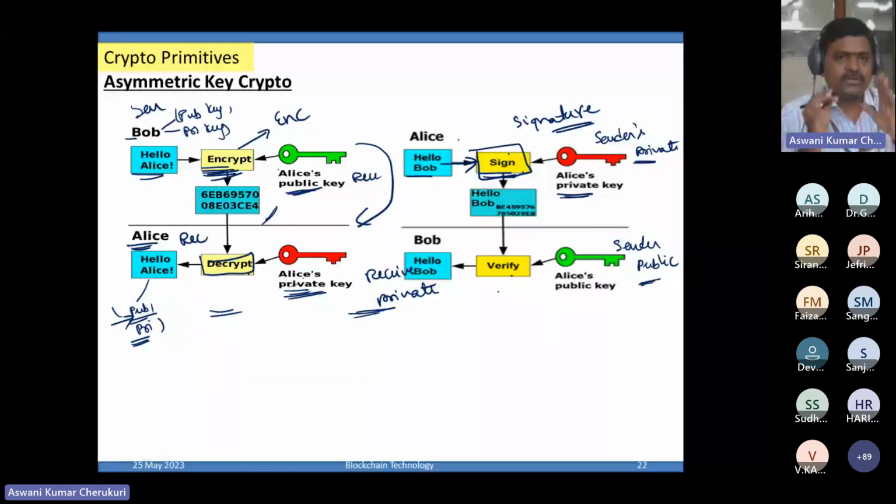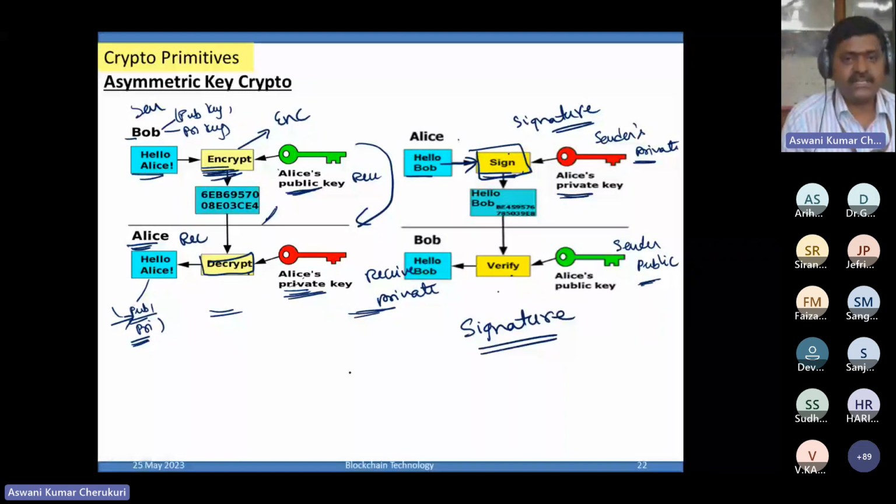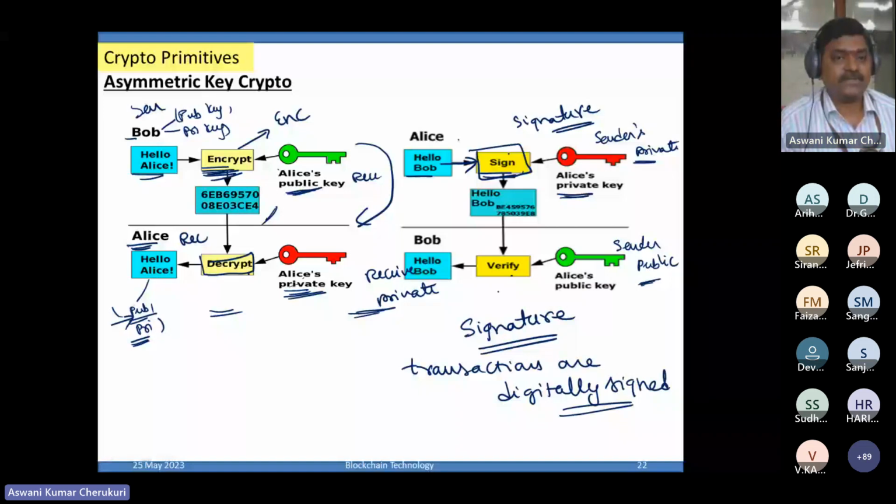This concept you guys need to remember, because what we are going to do is signature. I hope a couple of slides back we said that transactions are digitally signed. So what do we mean by digitally signed? The transaction is signed with the help of the sender's private key. The transaction is verified with the help of the sender's public key.